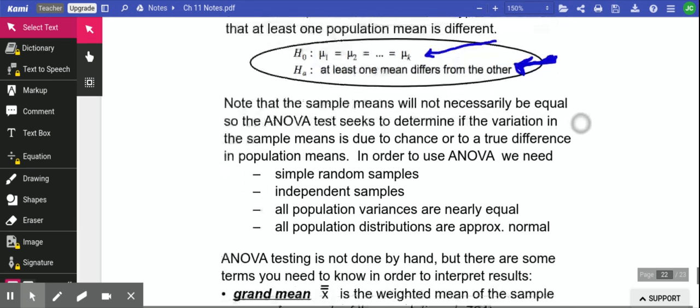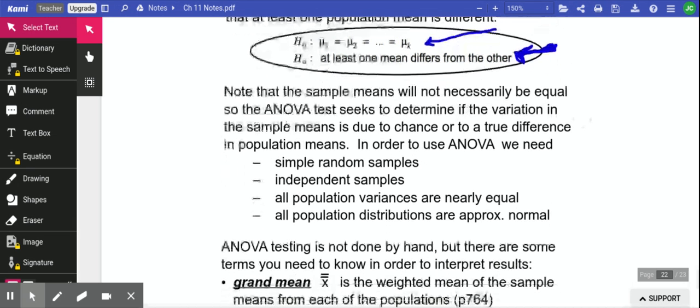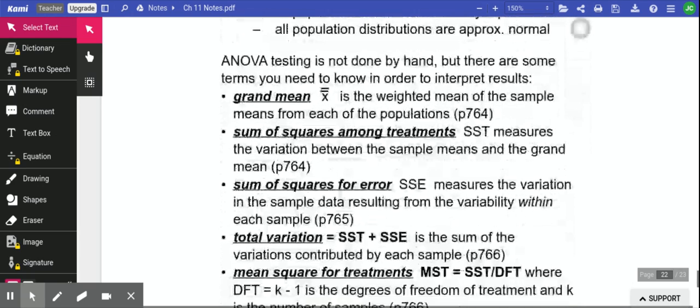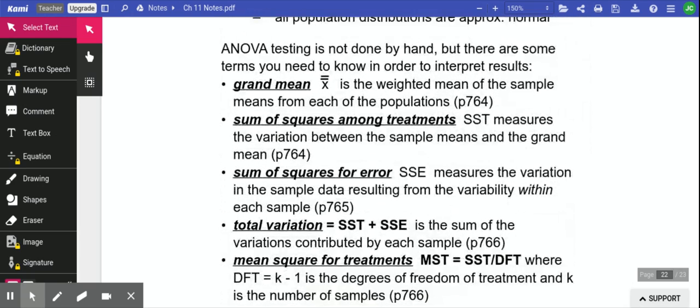So in order to use ANOVA, we need simple random samples. They have to be independent. All the population variances are nearly equal, and population distributions are approximately normal. We do not do ANOVA testing by hand. That would be a disaster.